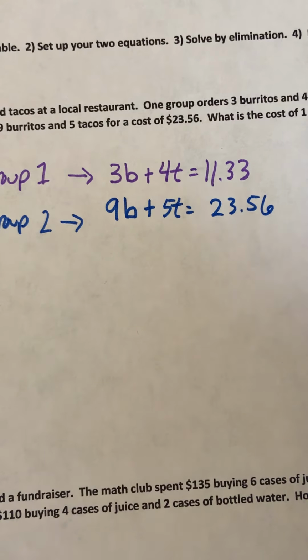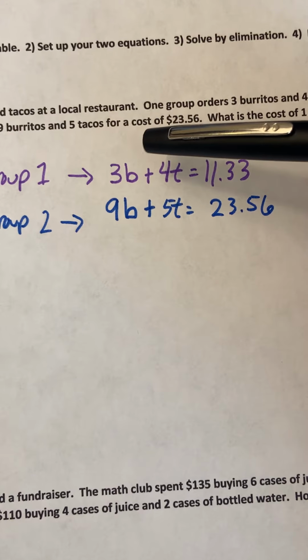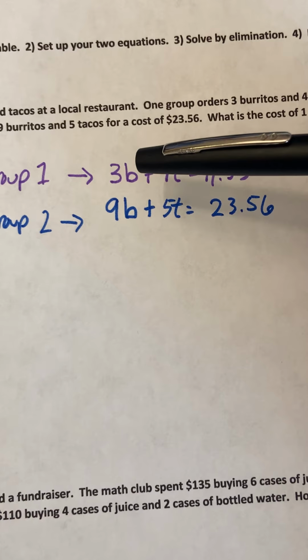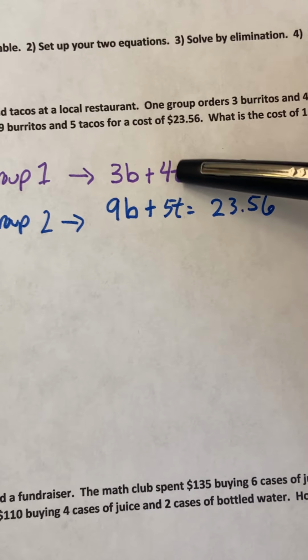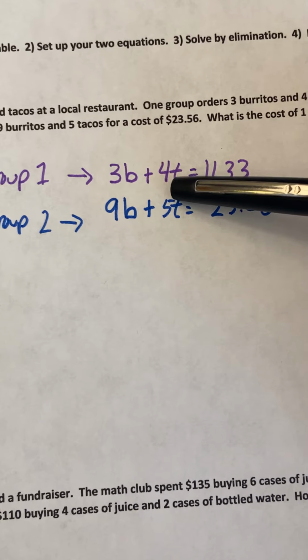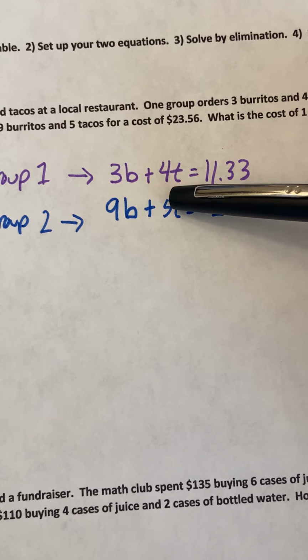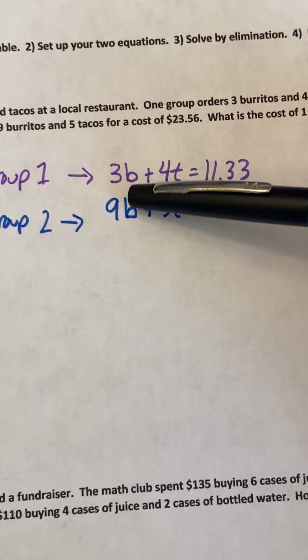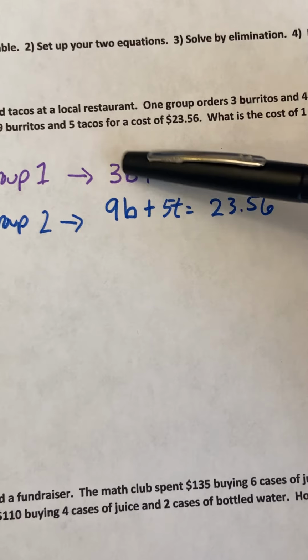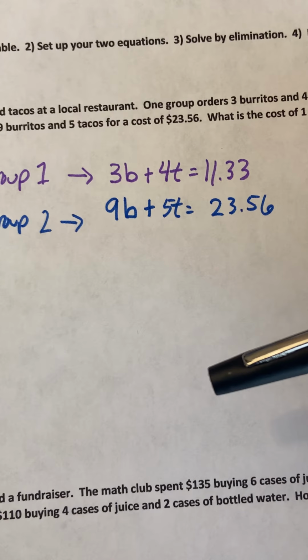So if we look, is there a variable that we can make look opposite of each other the easiest? Well, these t's are 4 and 5. In order to make a 4 and 5 look like each other, it looks like we'd have to take this to a 20. But look at your b's. Don't we think it'd be pretty easy to make this 3 look like a -9?